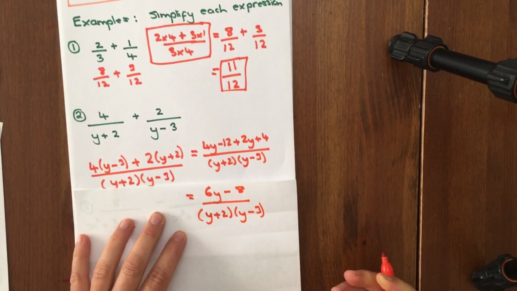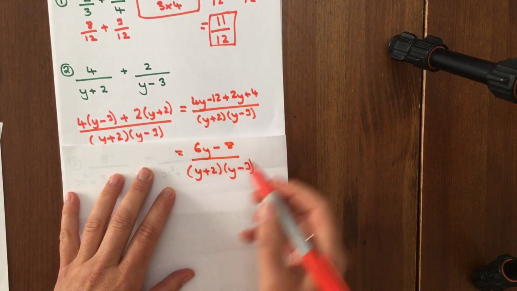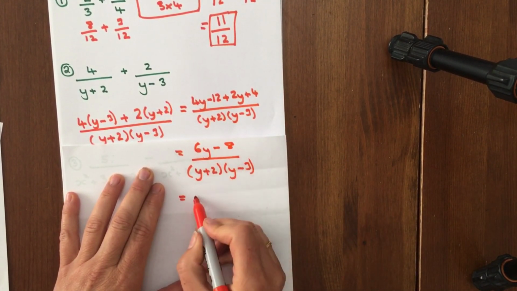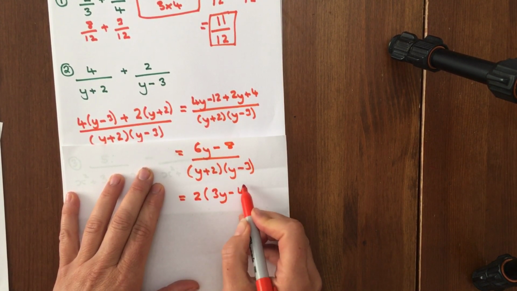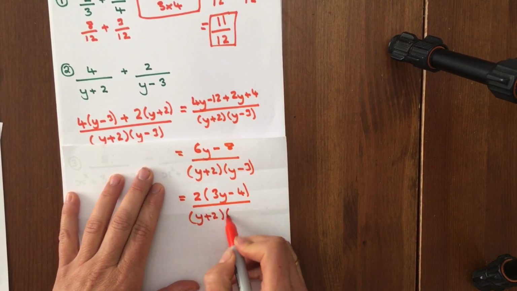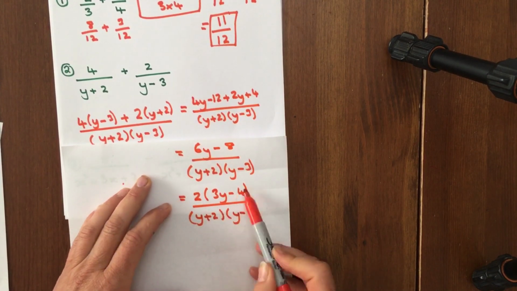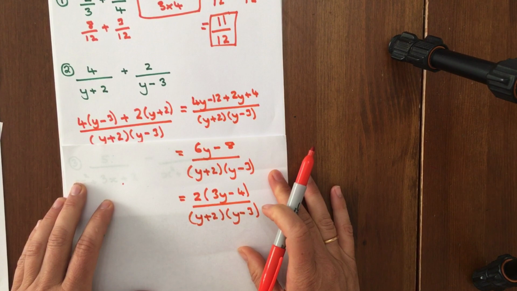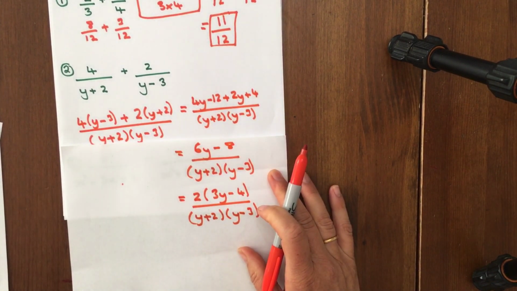And now can I do anything else to simplify? Well, I can take out a factor of 2 here. So I've got 2 lots of 3y minus 4 over y plus 2 times y minus 3. Sometimes your fractions here again would cancel, but in this case it doesn't. Okay?